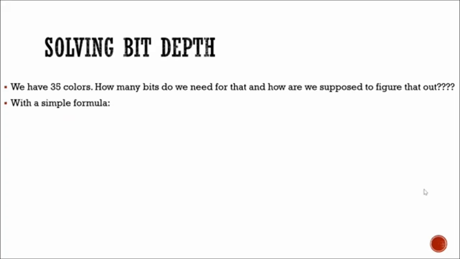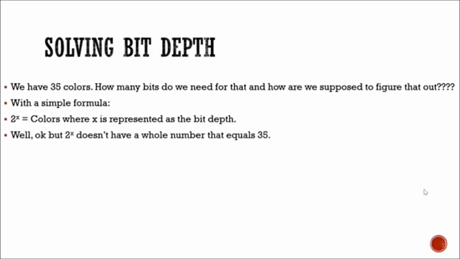With a simple formula where 2 to the power of x equals the amount of colors. Now that is where x is represented as the bit depth. Now you may be saying, well, okay, but 2 to the power of x doesn't have a whole number that equals 35. What in the world am I supposed to do? Are we supposed to do 2 to the power of 4 point something, 5 point something until we get to 35? You don't have to do that. It doesn't have to come out to exactly 35.